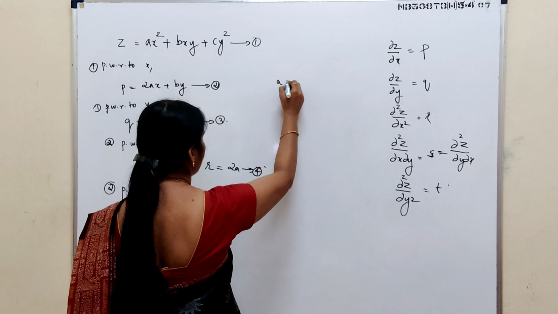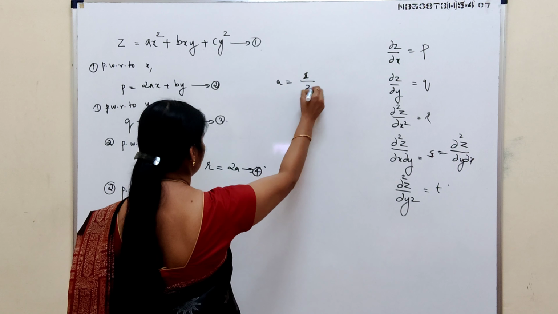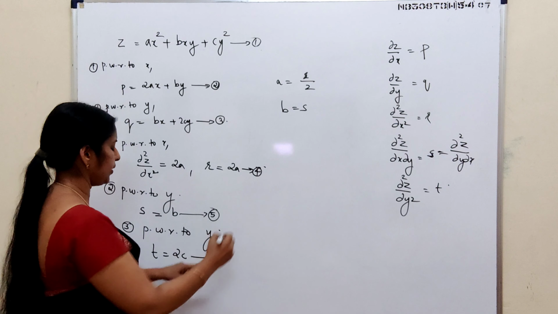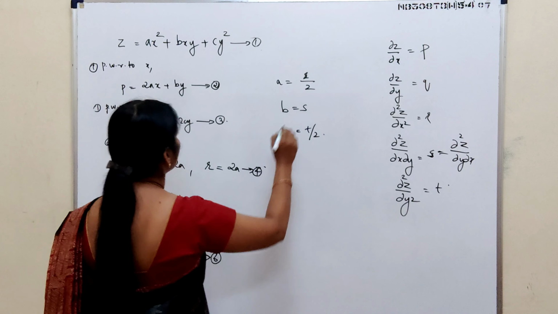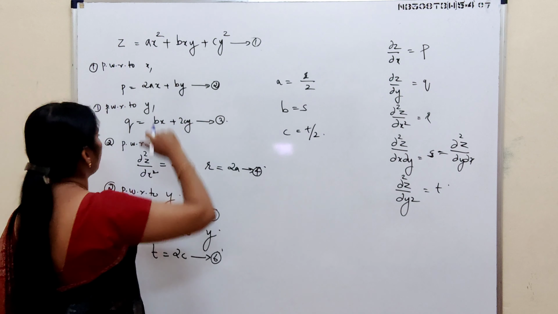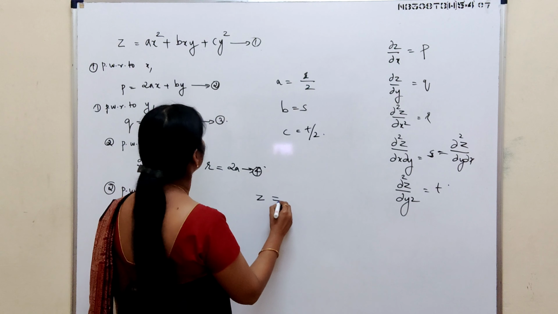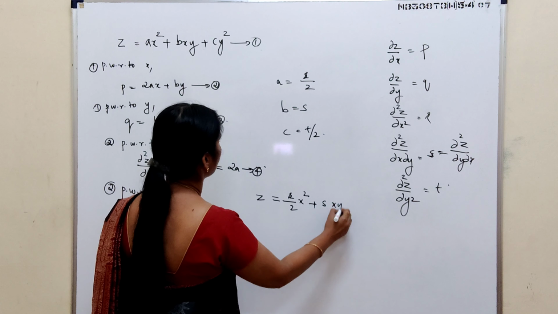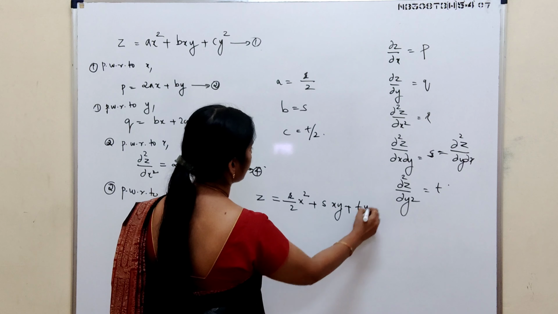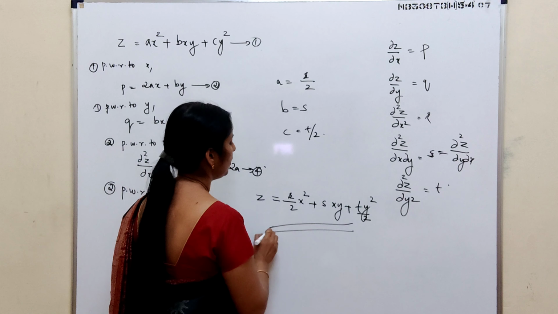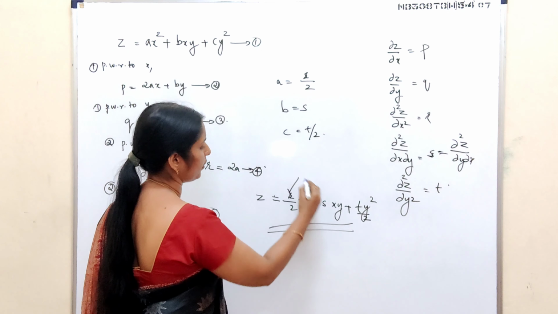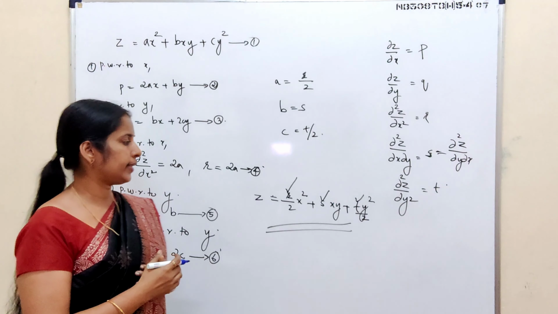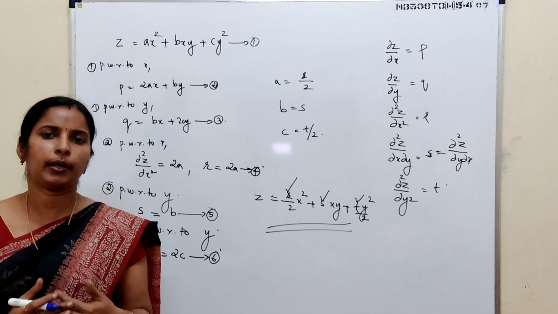From 4, what is a? A is equal to r by 2. From 5, b is s. From 6, c is t by 2. You put these values in equation number 1. So we have z equal to r by 2 x square plus s x y plus t y square by 2. See, this is an equation containing the partial derivatives r, s and t, and which is free from a, b, c. So this is the required partial differential equation from z.